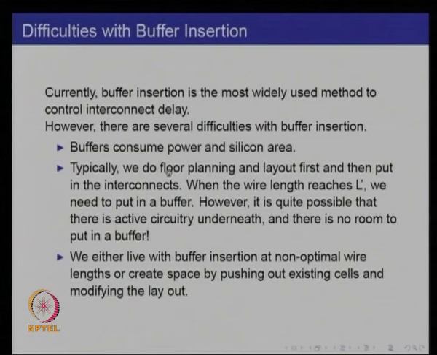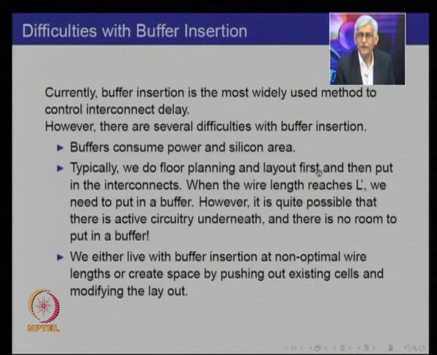In a typical design, what we do is we do floor planning and lay out the unit cells of our design first and then put in the interconnects. Now, while putting down these interconnects, we roll this wire out, and when the wire length reaches L prime, we need to put in a buffer. However, it is quite possible that when we reach the length L prime on this wire, we find that there is active circuitry underneath on silicon and there is no room to put in a buffer.